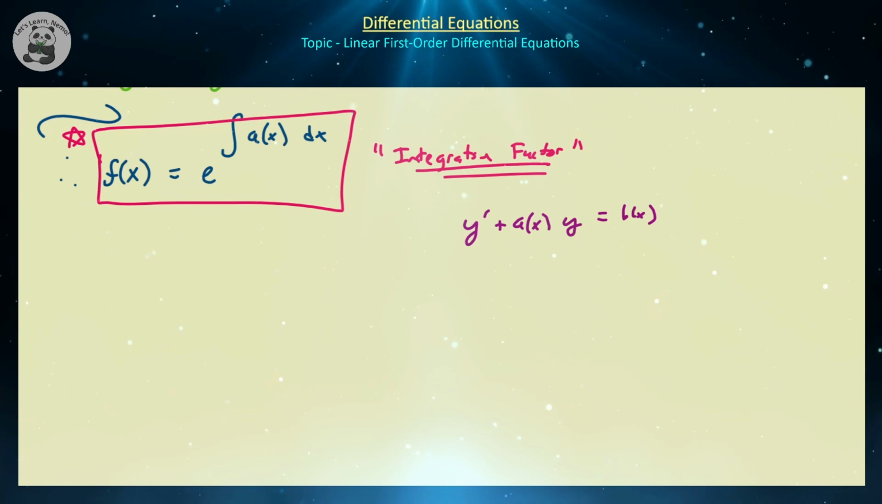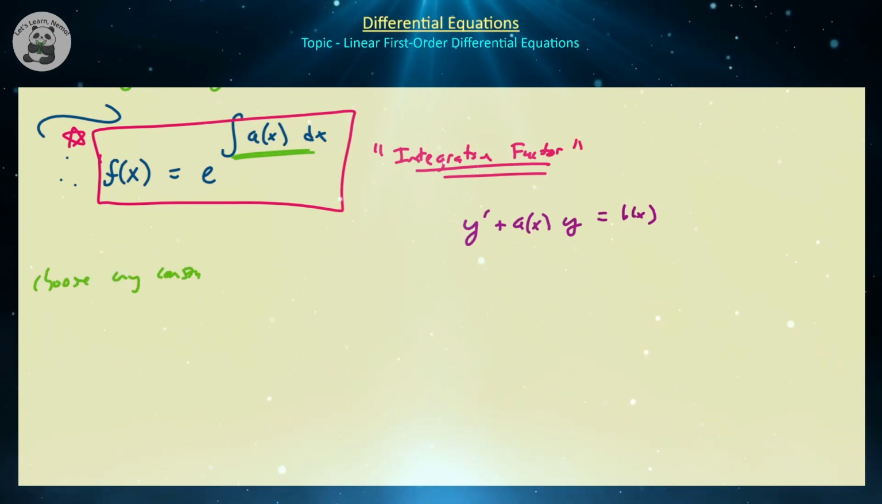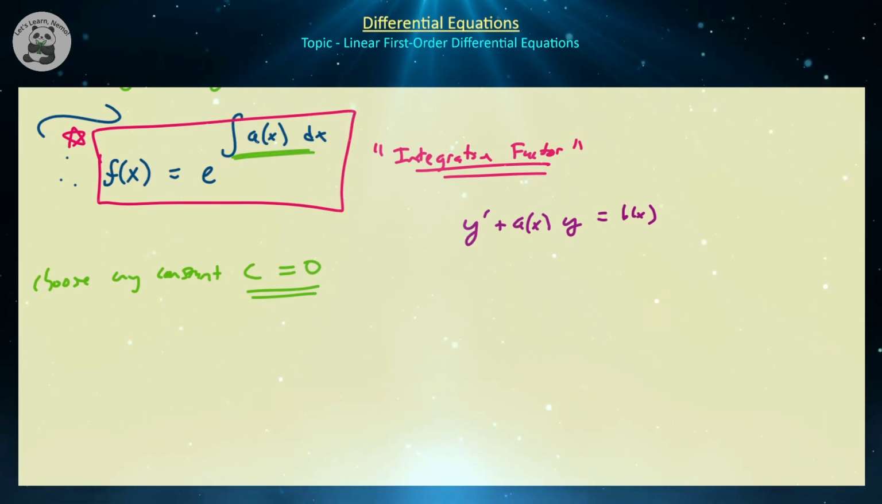Now, you may be wondering, okay, well, what about the c that's actually going to come out from that integration? You can actually choose any constant c. In particular, what we usually do is we choose c to be equal to 0. So for example, if a of x is equal to cosine of x, then f of x would just be e to the sine x. We wouldn't put a plus c or a plus 5 or a plus pi or anything like that.